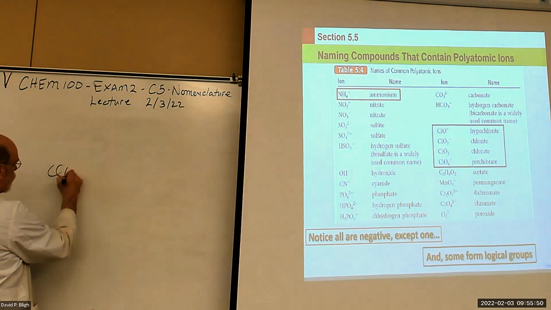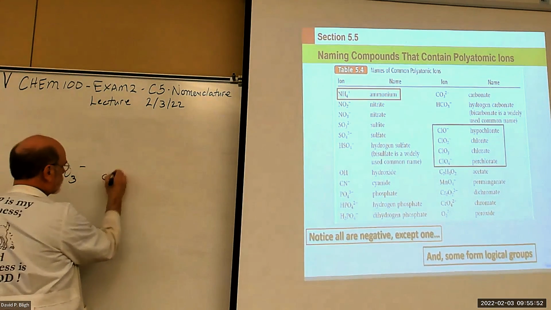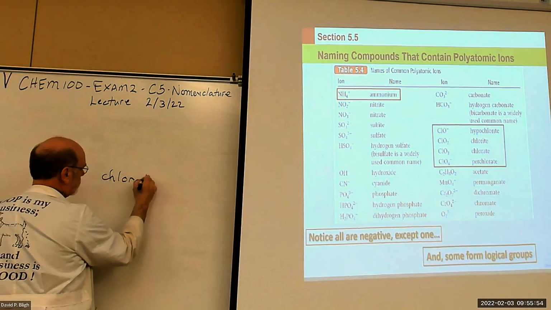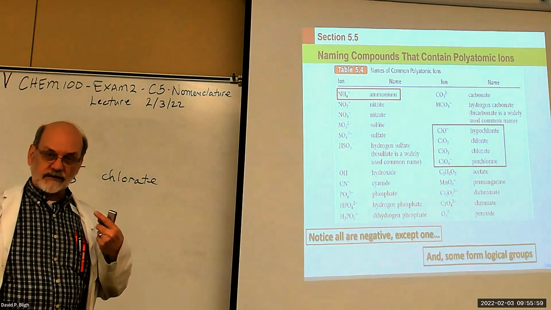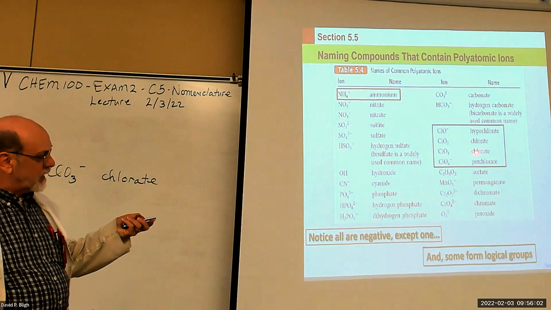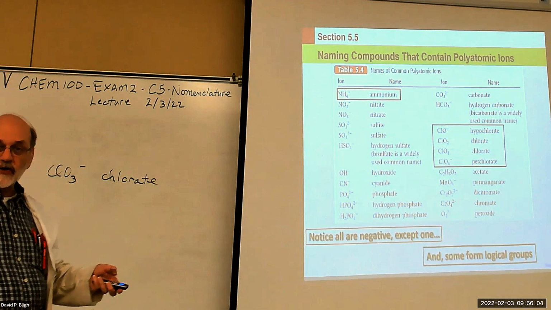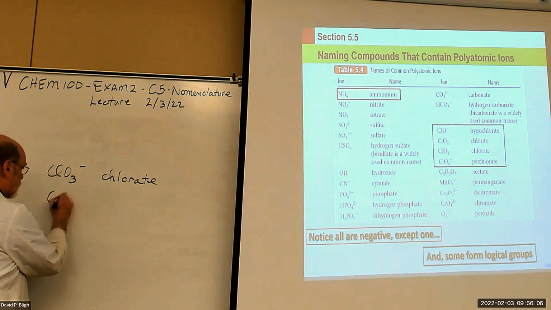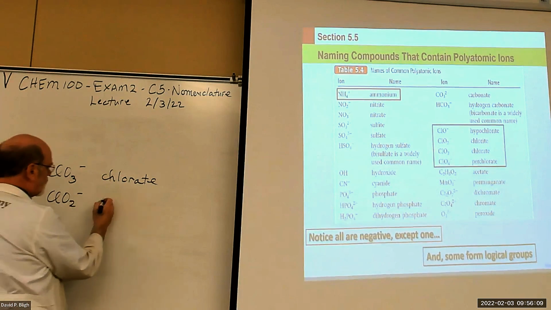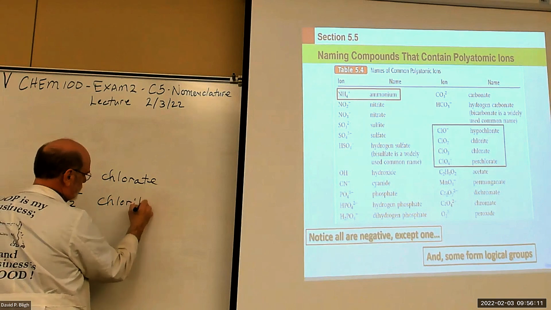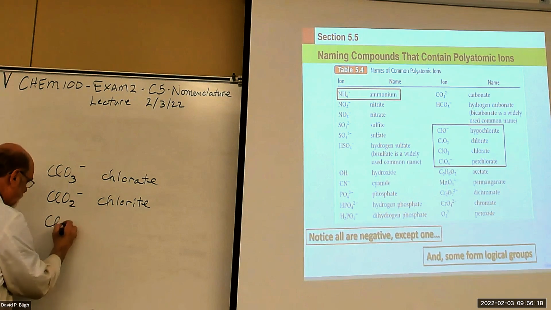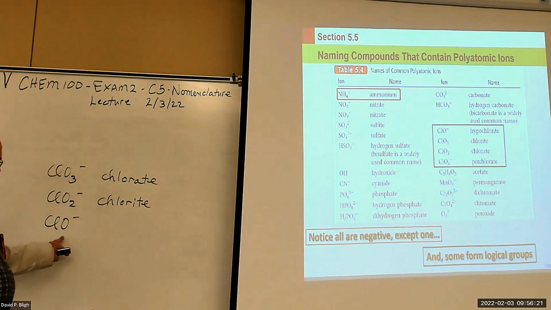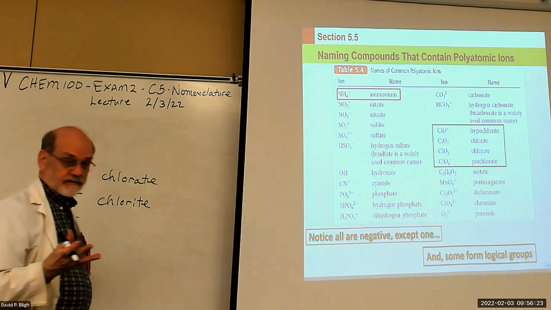So ClO3 minus is the chlorate polyatomic. Okay? If I subtract an oxygen from chlorate, then I get ClO2 minus, and it's got the same charge on it. ClO2 minus. That's chlorite. Okay? If I subtract another oxygen, it's got the same charge, but it's missing an oxygen.